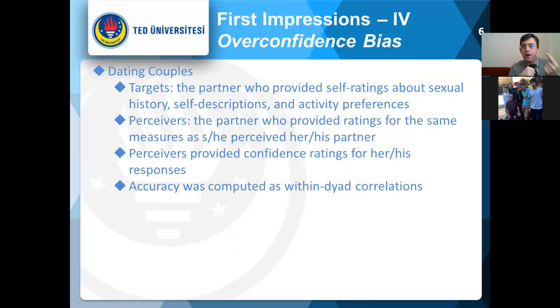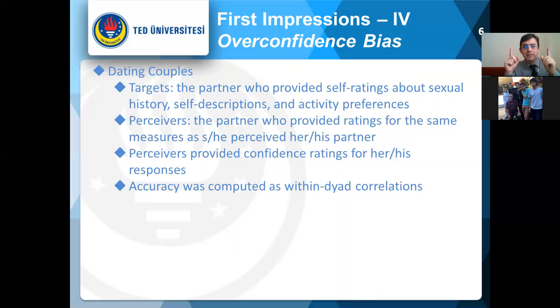The target is the partner who provides self-ratings about sexual history, self-descriptions, and activity preferences. These are some pieces of information that dating partners would know about themselves, okay? So suppose there is Ayşe and Ahmet. Ayşe provides this information about herself. Now, Ayşe is the target, someone to be perceived by whom?